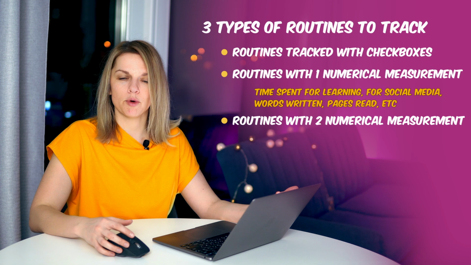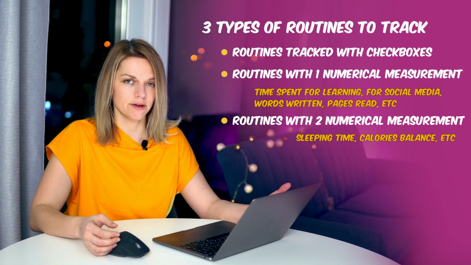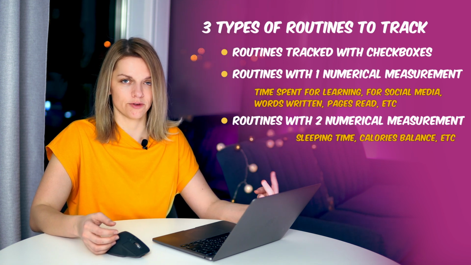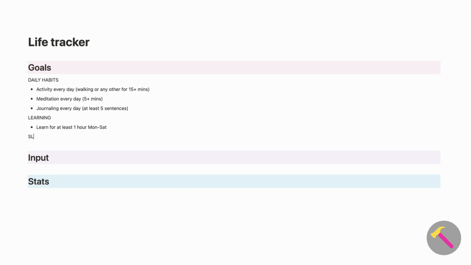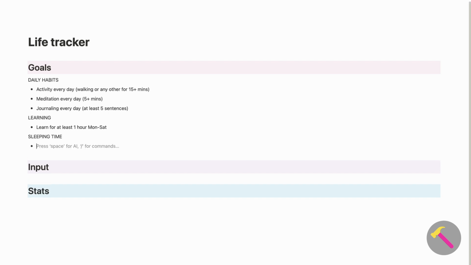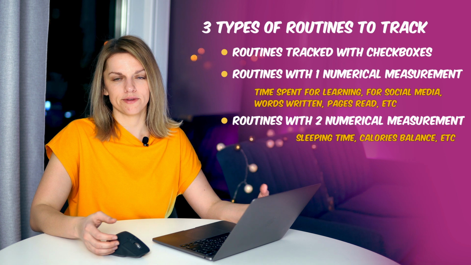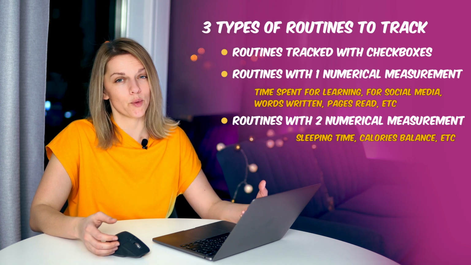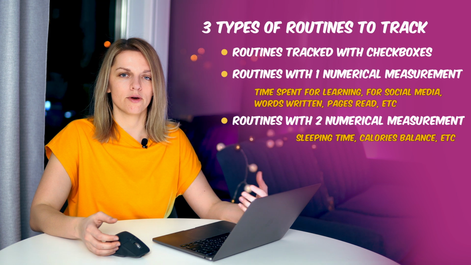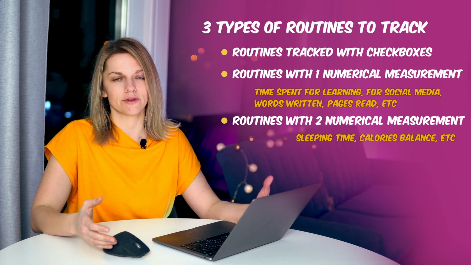And the last type of a routine to track is a habit which is supposed to be tracked with 2 numbers. I will set a goal for my sleeping time here, which is to sleep for at least 8 hours every night. With this goal, I'm going to log the time I go to bed and the time I wake up and calculate the overall sleeping time based on these 2 numbers.